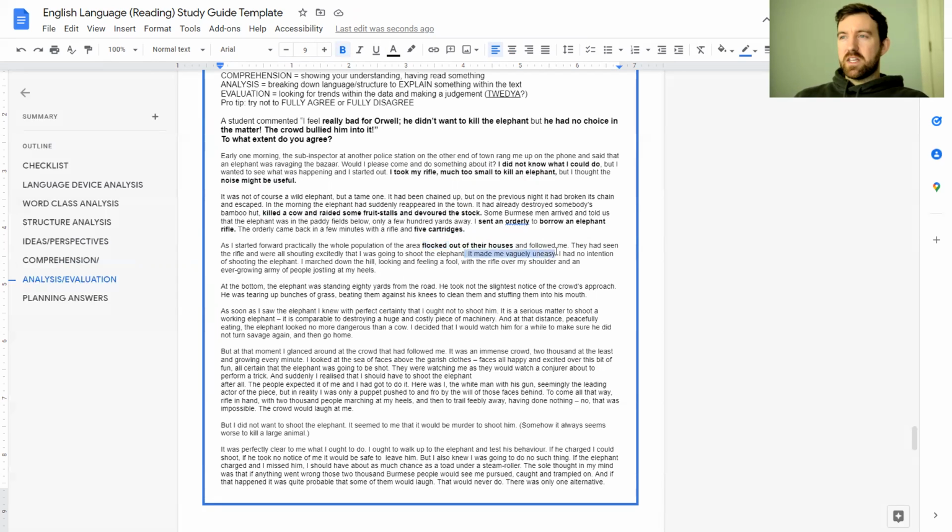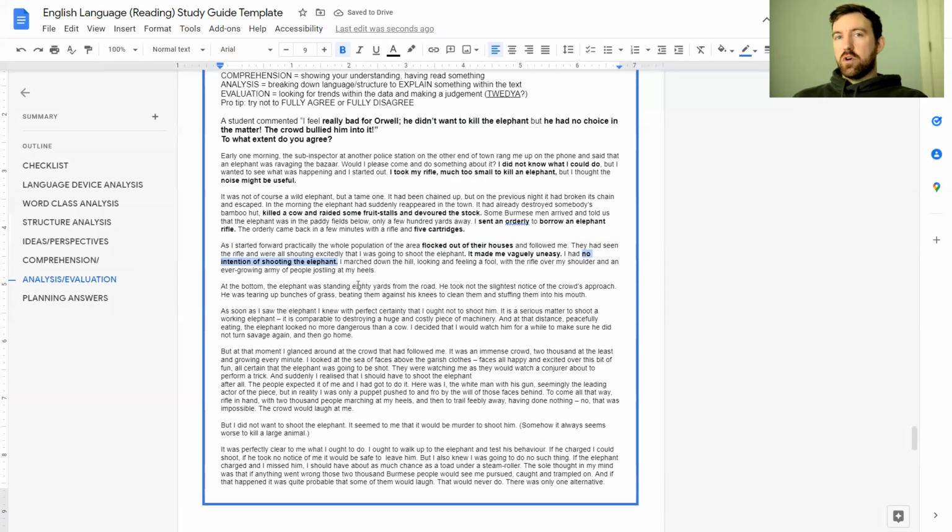It made me vaguely uneasy. Short, simple sentence kind of emphasizes this point that maybe he doesn't want to kill the elephant. So maybe the rifle is more of a precaution. Maybe the cartridges are a precaution. See, we're somewhat agreeing and somewhat disagreeing as we go. I had no intention of shooting the elephant. Well, that's explicitly saying he didn't want to.